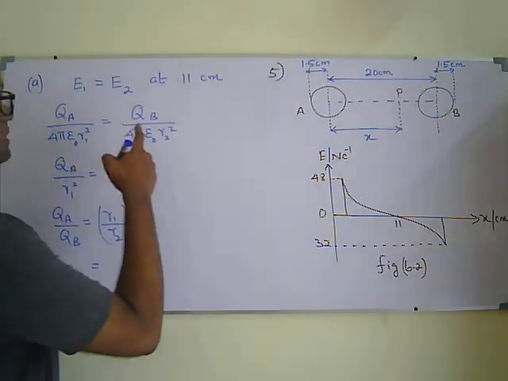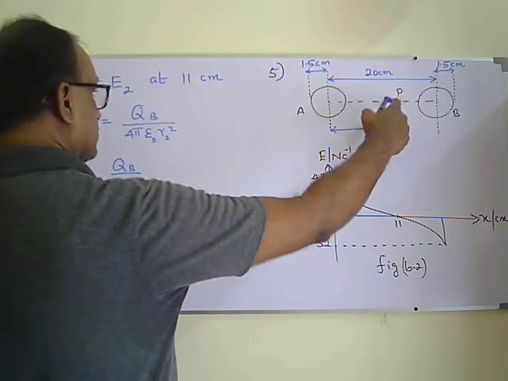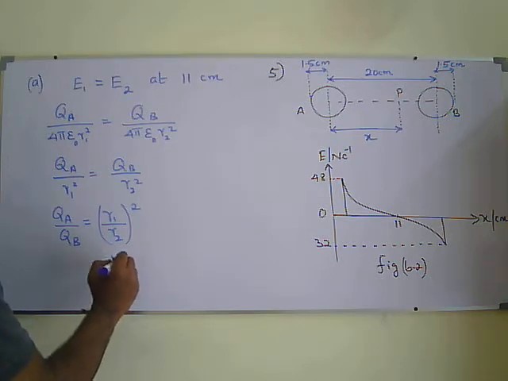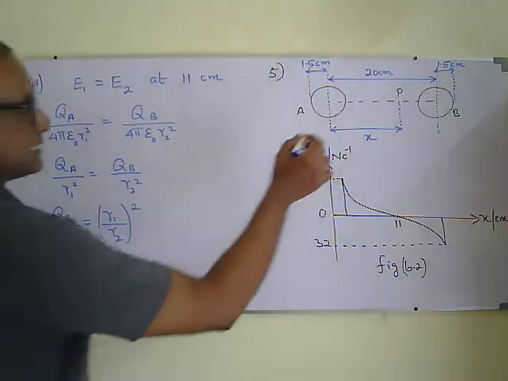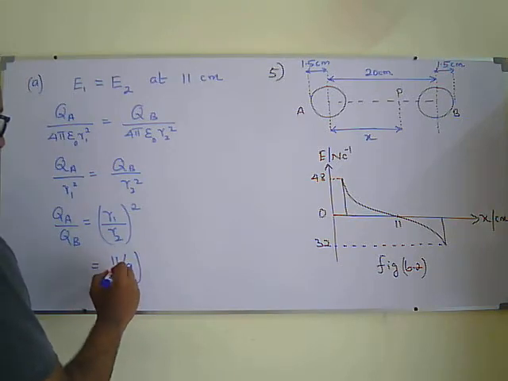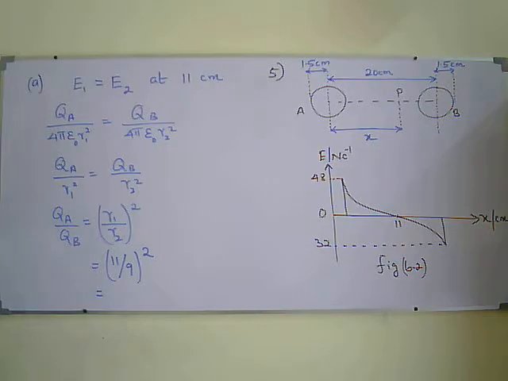R1 is the distance of that particular point where the null point occurs from A, that is 11. So 11 over 9, because this is 20, this is 11, means that is 9, all squared. Solve it, you will get the answer, that will be equal to 1.5.